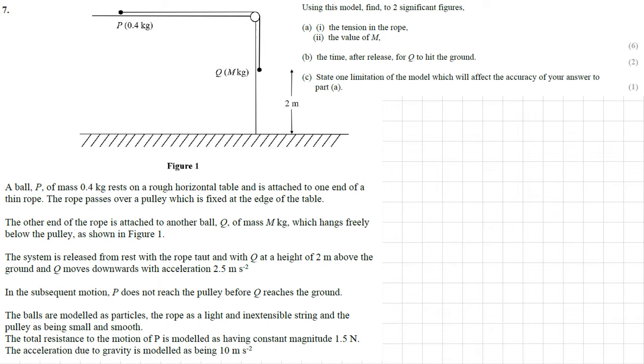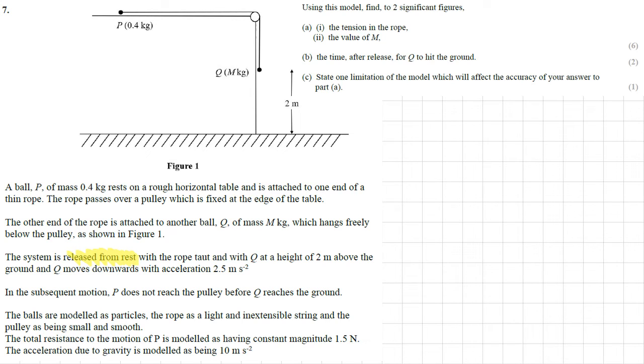Okay, question 7. A ball P of mass 0.4 kg rests on a rough horizontal table and is attached to one end of a thin rope. The rope passes over a pulley which is fixed at the edge of the table. So it's just fixed there. The other end of the rope is attached to a ball Q of mass m kg which hangs freely below the pulley as shown in figure 1. The system is released from rest. Okay, so let's just highlight that, release from rest.